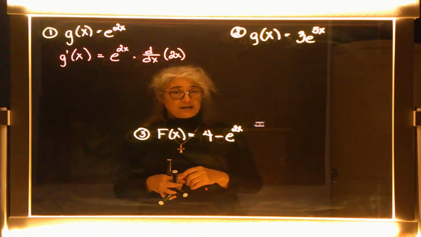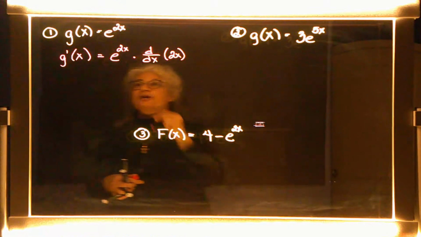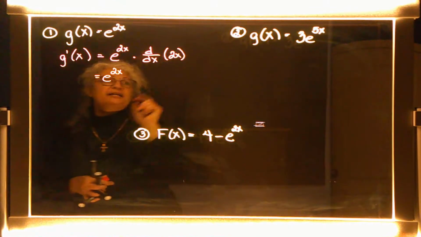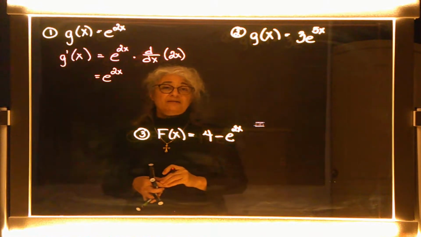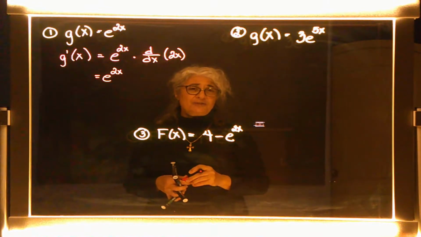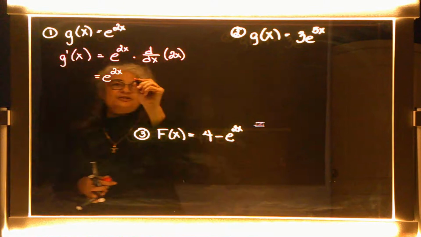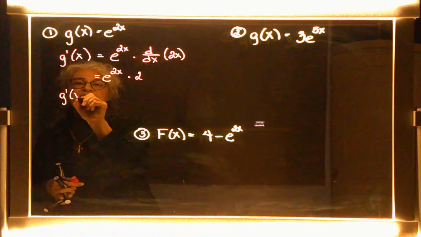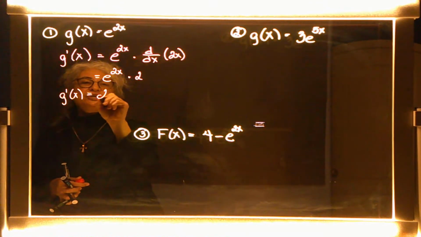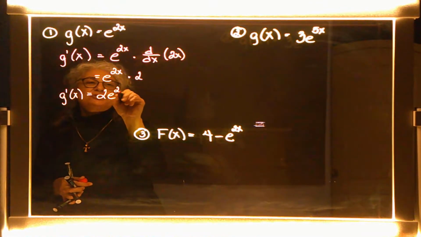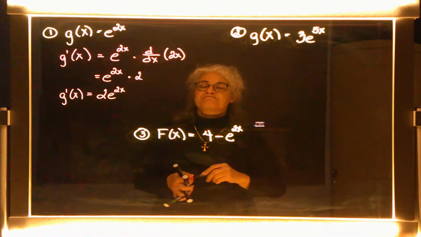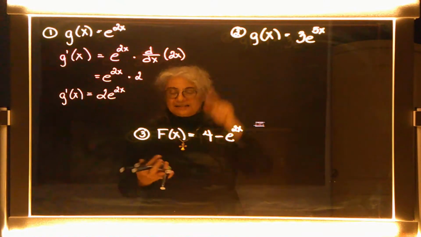Got it? Okay. Well, we have this e to the 2x, and we are multiplying it by the derivative of 2x. So what's the derivative of 2x? Good, just 2. Which means the derivative of this particular function is going to be 2e to the 2x. With me? Awesome. Let's look at number 2.